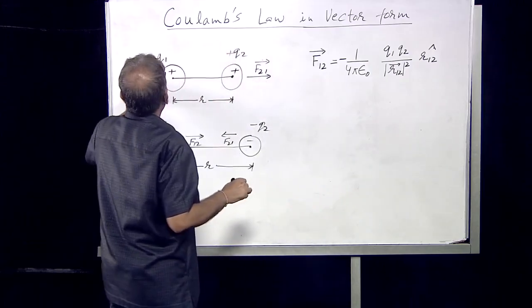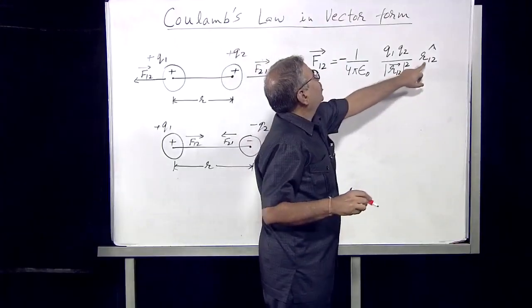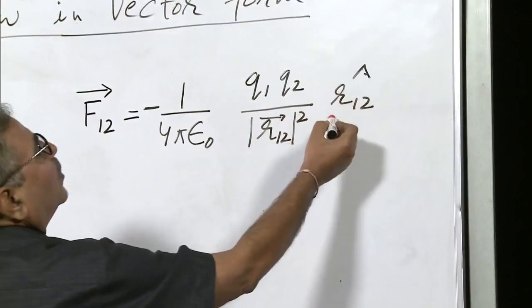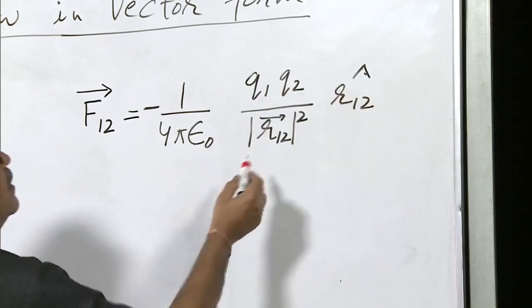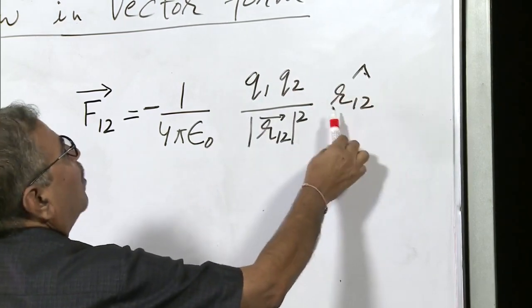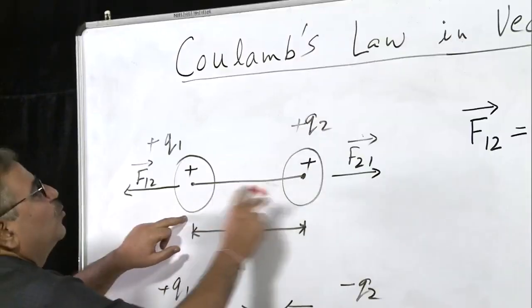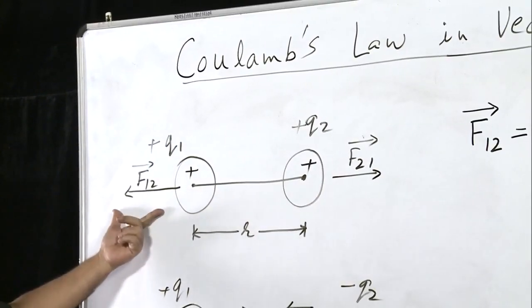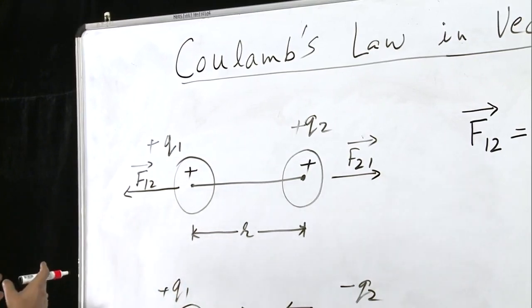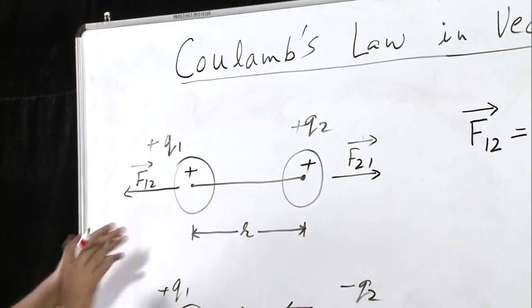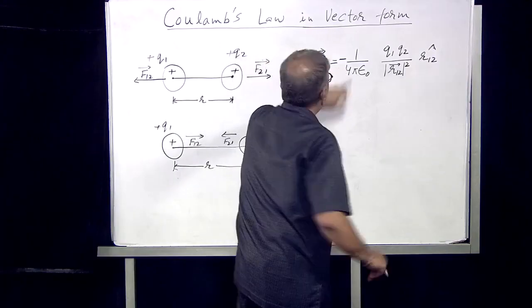R12 cap with a negative sign. Because you see, force on 1 due to 2, R12 is a unit vector. R12, you see there is a cap on this R12 which denotes that R12 is a unit vector, and it is directed from charge 1 to charge 2, means its direction is from left to right. You see the direction of F12 now. F12 is directed from right to left. So, the direction of F12 and the direction of R12 are opposite. So, we have introduced here a negative sign.